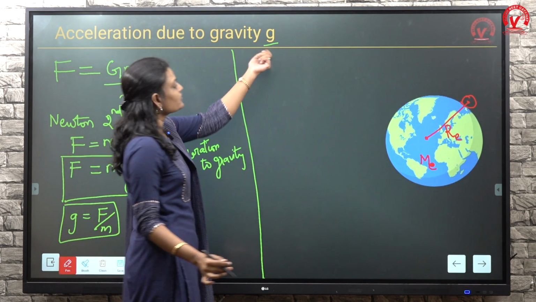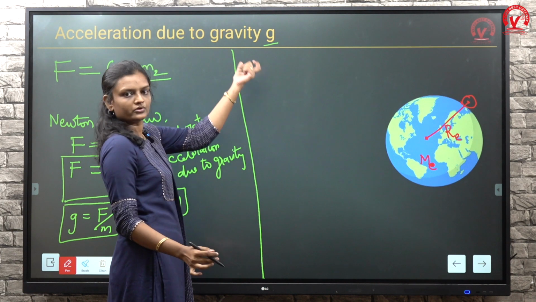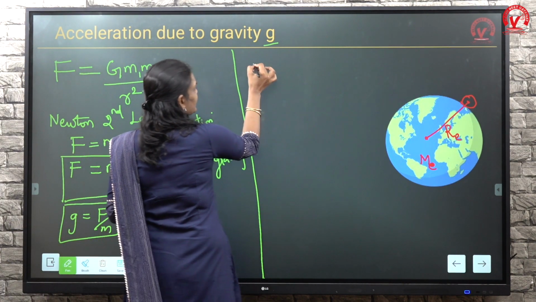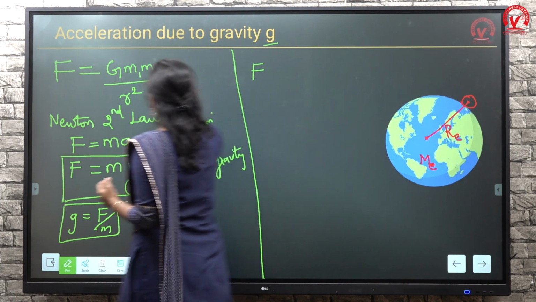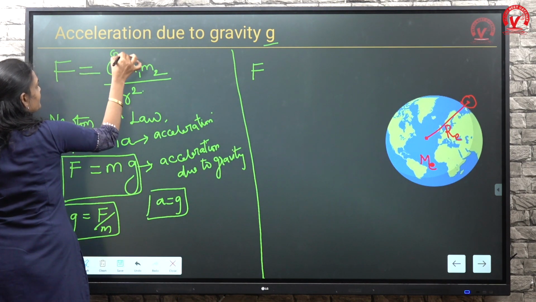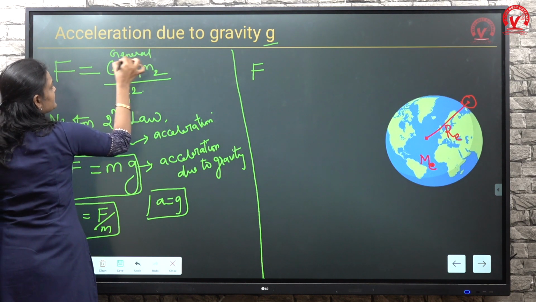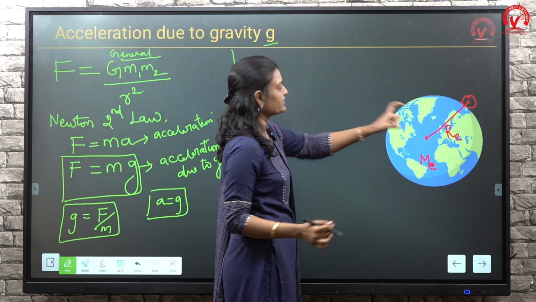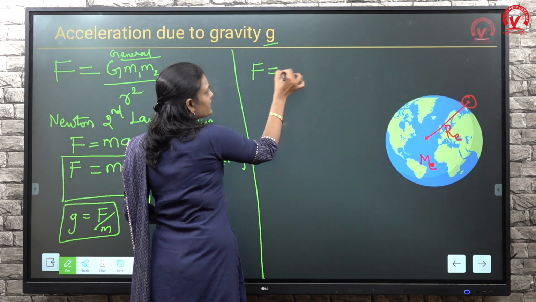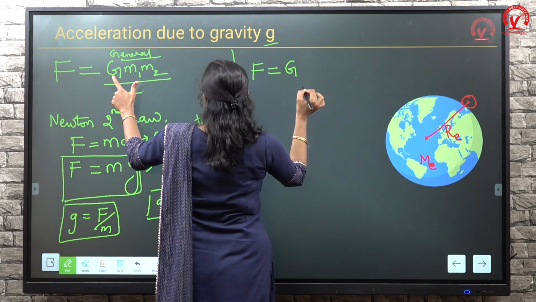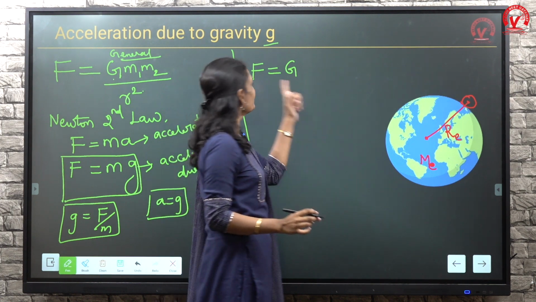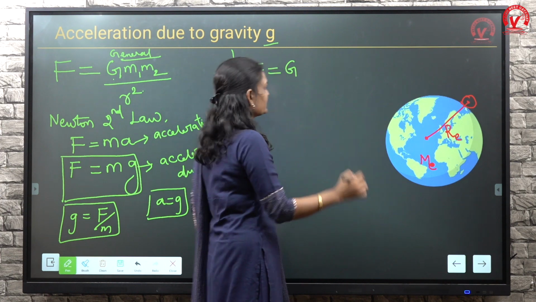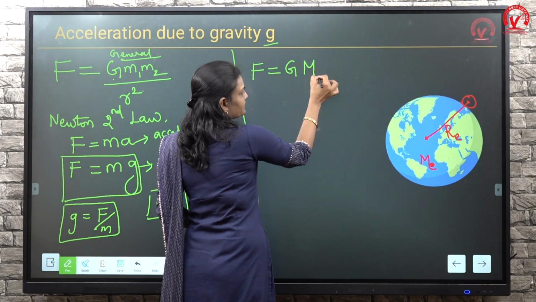Now we want to calculate the acceleration due to gravity, that is g. So we can write the force equation. This is the general form of Newton's universal law. To find the acceleration due to gravity, I am going to write F is equal to G, M1 I am going to take as the mass of the earth, so the mass of the earth is Me.